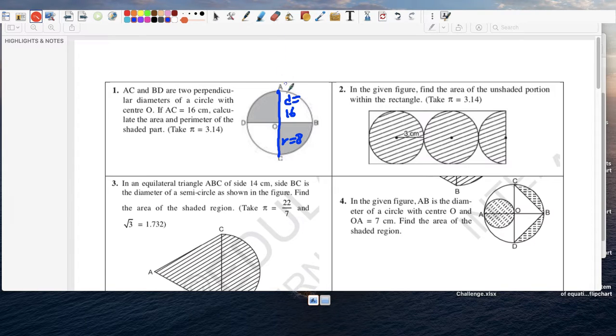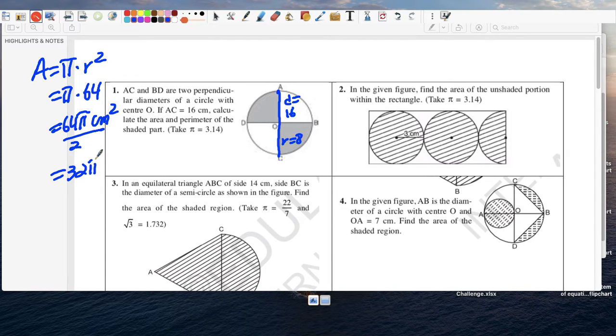So the area of the shaded part is half a circle, right? That's what's shaded right now. Half a circle is shaded, half a circle is not shaded. So pi r squared, pi, and what's the radius? 8, so it's 64 pi, in units of centimeter squared. We're not interested in the whole circle, so we divide that by 2, and I'm going to leave it in terms of pi. So it's 32 pi centimeter squared.